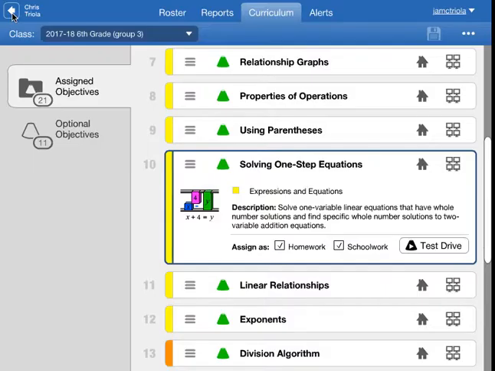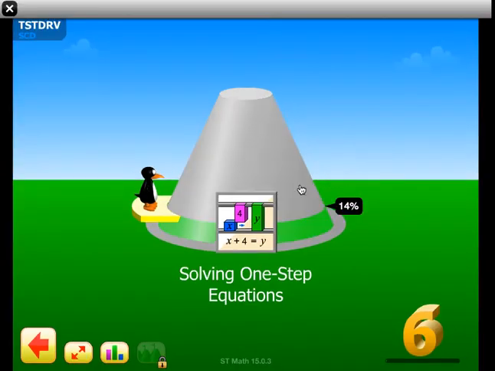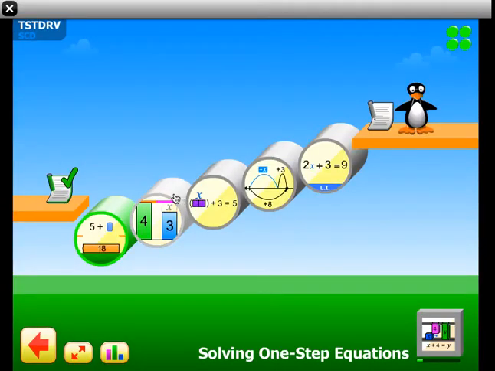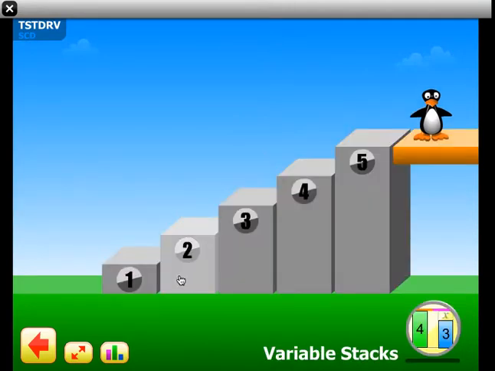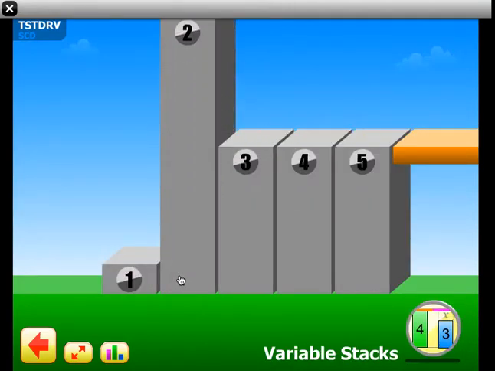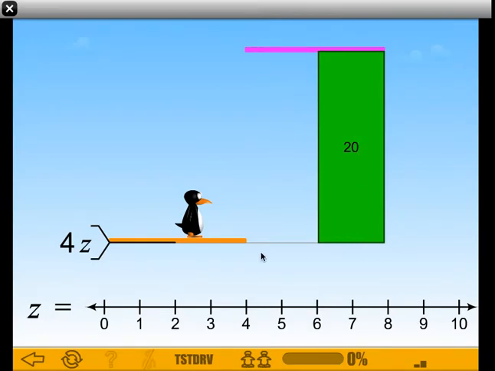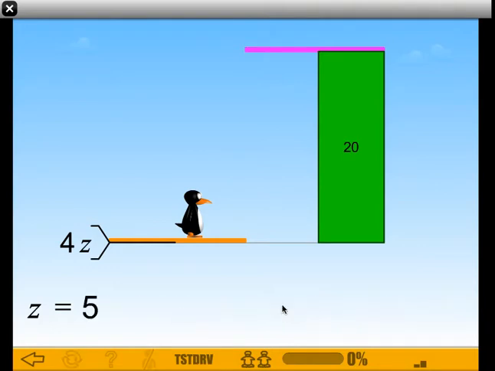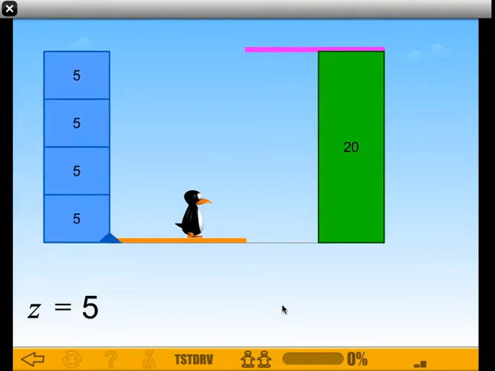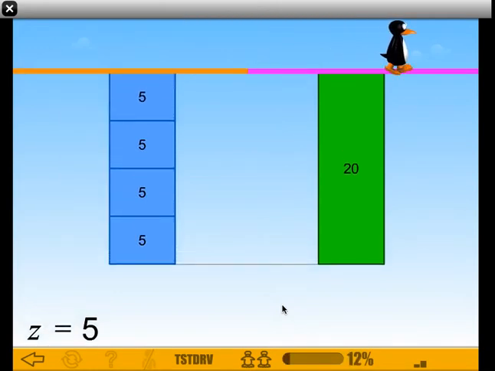Let's take a look at that same layer and go on to the stacking of variables number 2. Now we can see that we have 4z and it starts at 0, and we have a total of 20. So we have 4 times some unknown number. So 4 times 0 is 0, 4 times 1 is 4, 4 times 2 is 8, 4 times 3 is 12, 4 times 4 is 16, 4 times 5 is 20. So therefore, if we multiply 4 times 5, we get the value of 20.